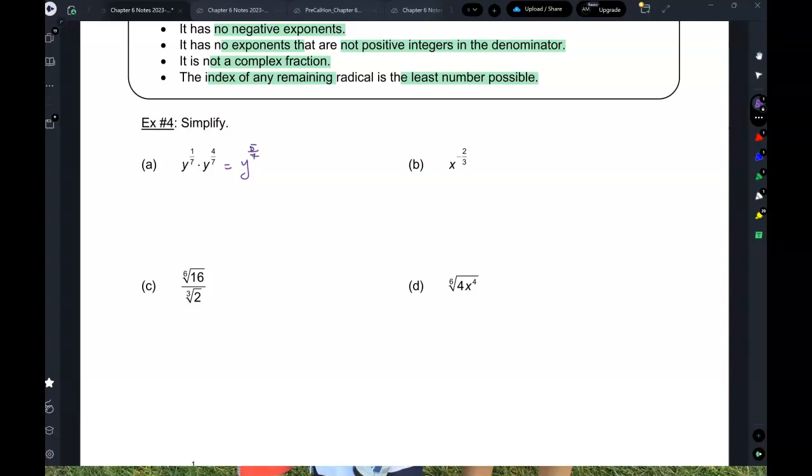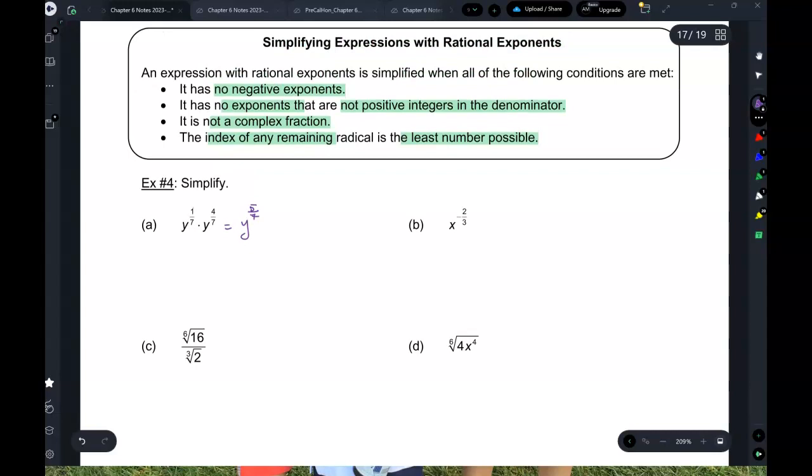Another thing that I guess I forgot here: exponents can't be improper fractions. So that means I can have an exponent of 5 over 7, just not 7 over 5. All right, so that's it. We're done here. Whew, painless.